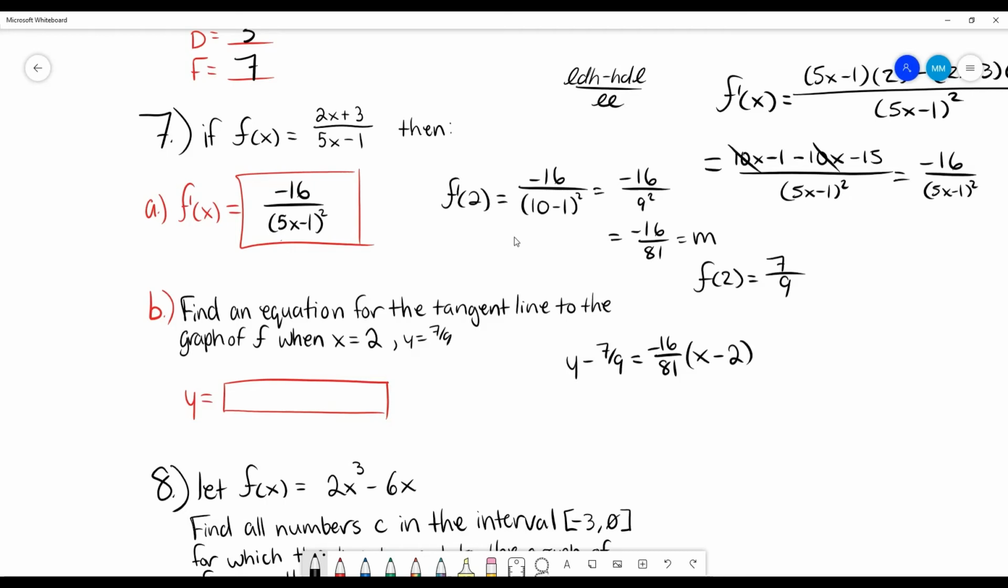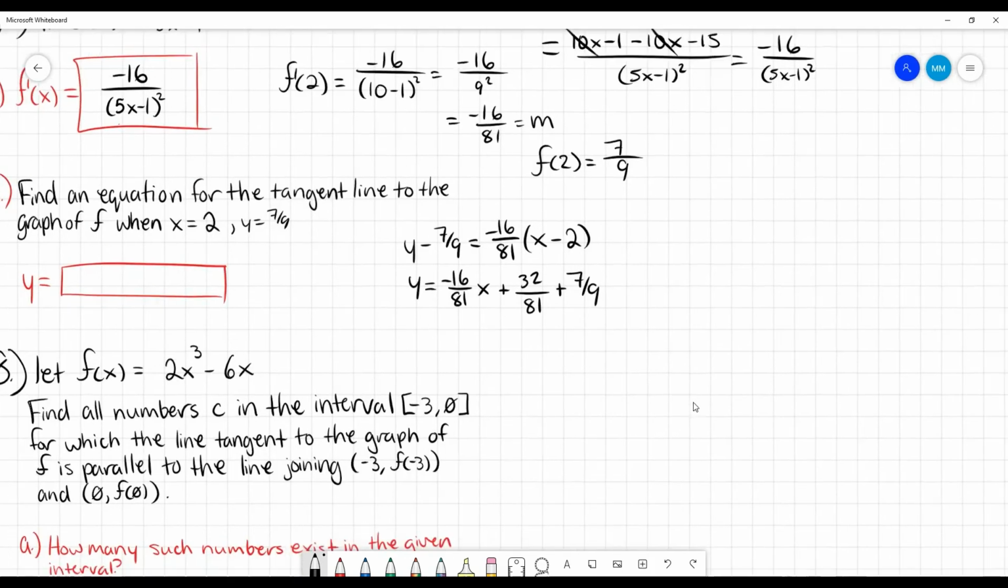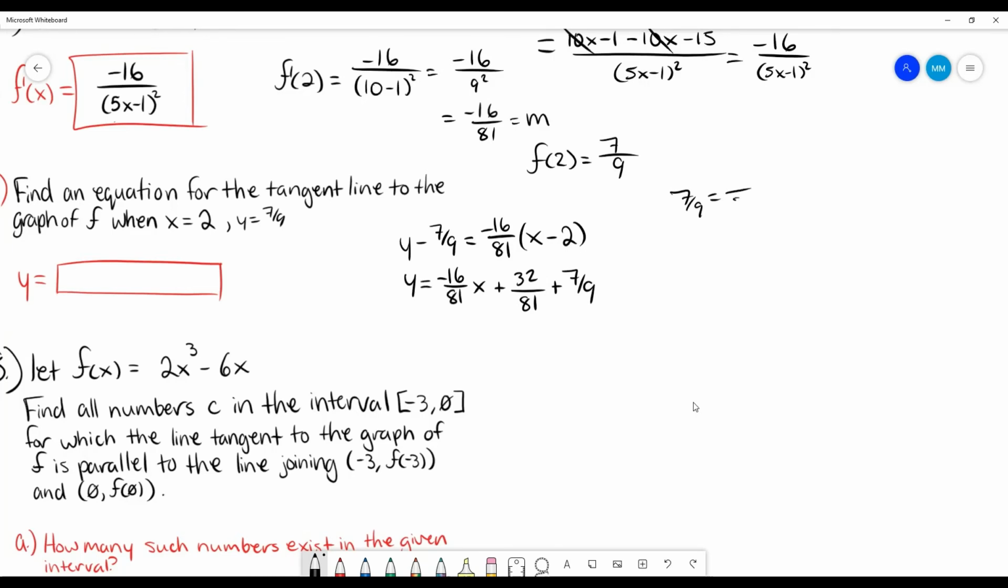minus our x value. And now they want it in slope-intercept form, clearly, because they've got a y equals equation set up for us. So what we have to do is move that over and do some distribution. So I'm going to distribute that first, negative 16 over 81x, plus 2 times 16 is 32. And then I'm going to have to add this to both sides to cancel it out. So I'm going to get that. And 7 over 9 is the same as what over 81? 63. So I'm going to get 63 plus 32. So then it turns into y equals, we've got our slope times x, and then combine those, I get a 95 over 81.